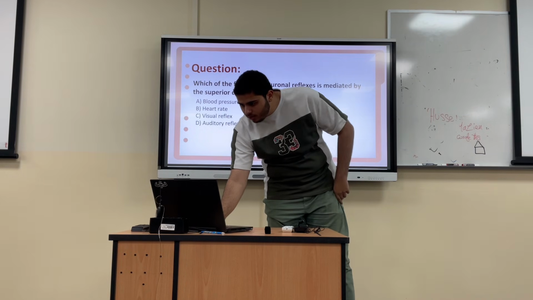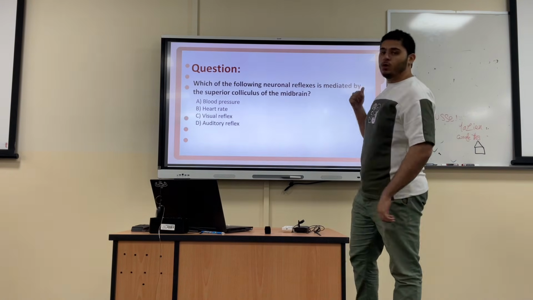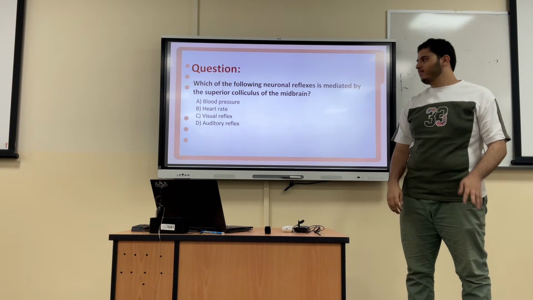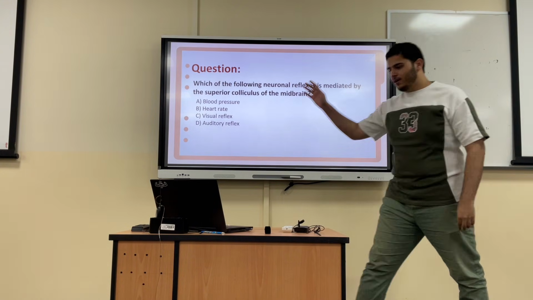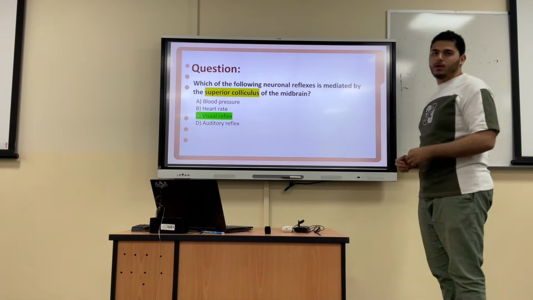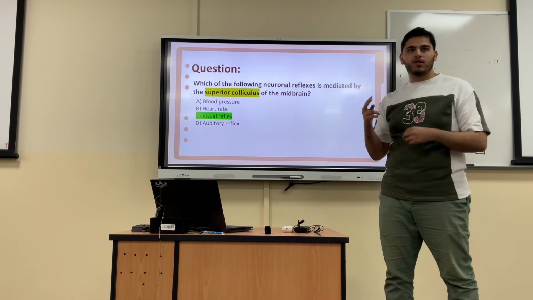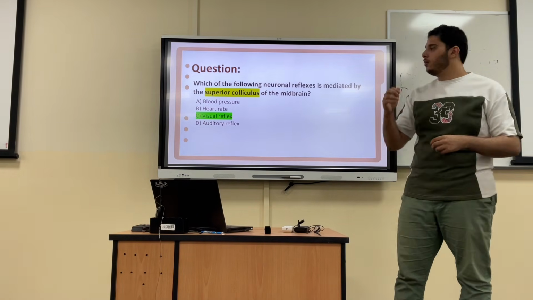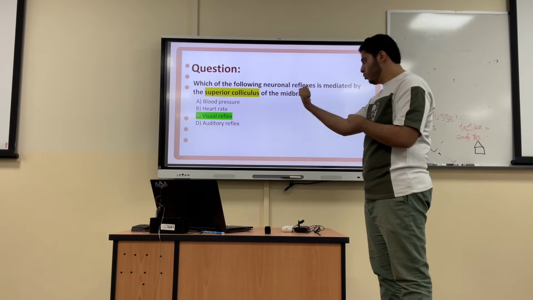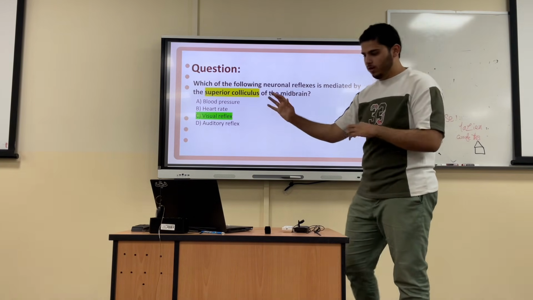Other question we have here. Which of the following neural reflexes is mediated by the superior colliculus of the midbrain? Okay, let's see the answer. The answer is visual reflex. Of course, as you said, there are two colliculi, the corpora quadrigemina in the midbrain, superior and inferior. The superior controls the visual reflex, and the inferior controls the auditory reflex.